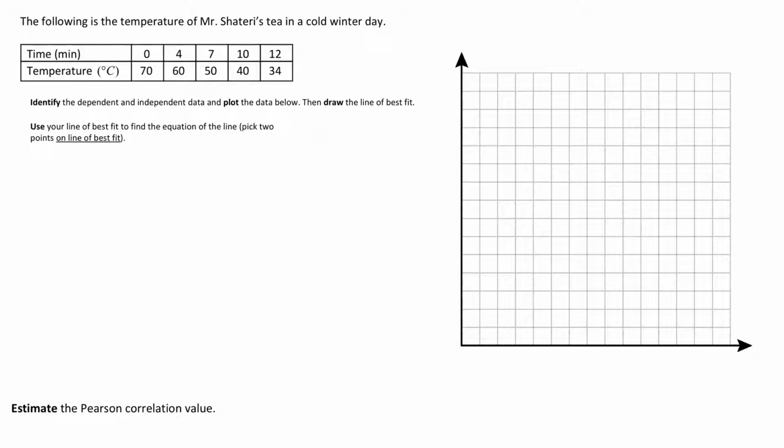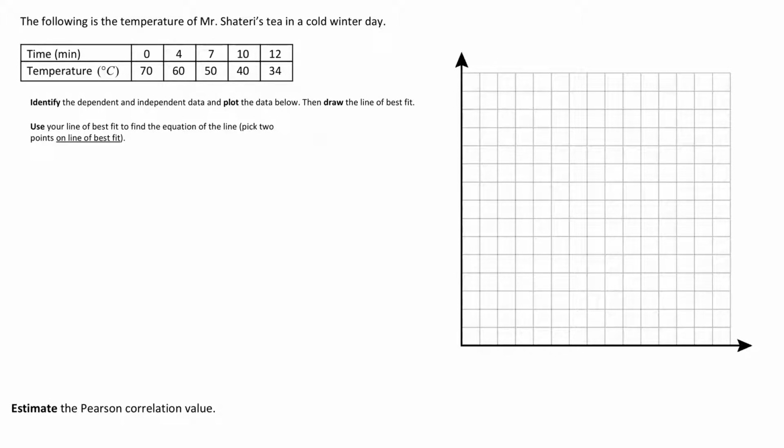We're going to start with this question. It says the following is the temperature of Mr. Shatteri's tea on a cold winter day. And it gives us the time up here and it gives us the temperature down here. So the first question is to identify the dependent and independent data and to plot the data here, and then to draw the line of best fit.